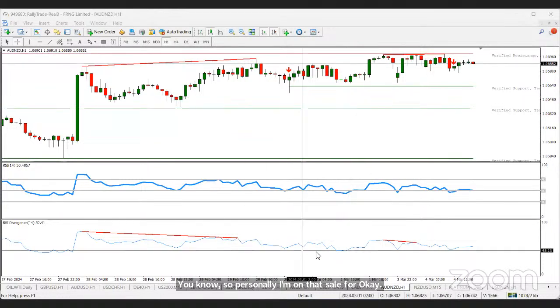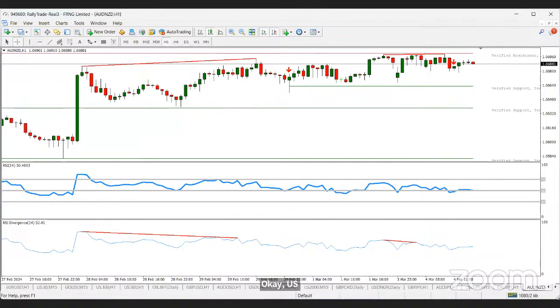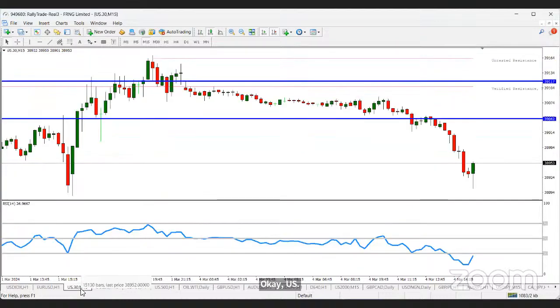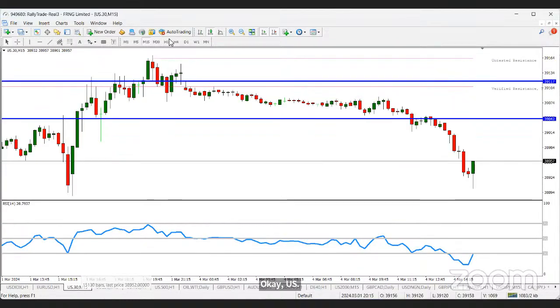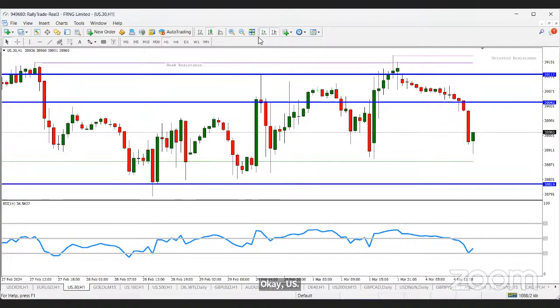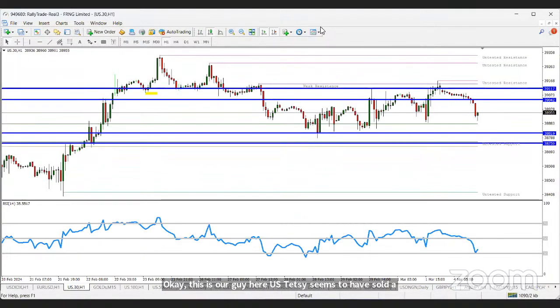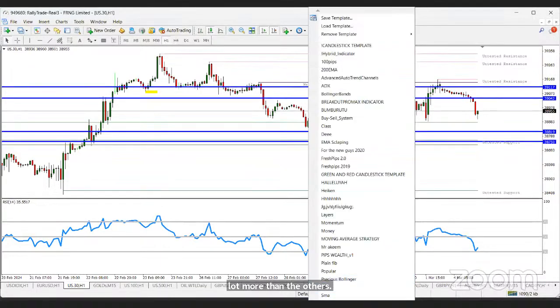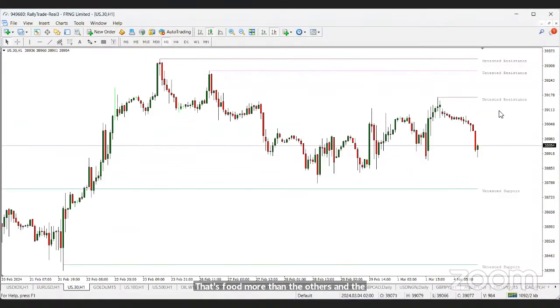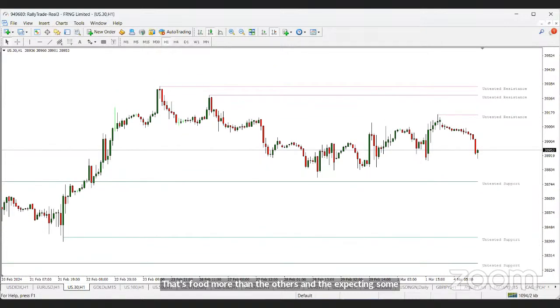Okay, US 30. This is our guy here, US30. It seems to have sold a lot more than the others, and it's expecting some level of retracement, which it is doing right now, because it's around the support zone where it was stopped the last time. Remember that these guys are on an uptrend, right? So you have to be careful with whatever position.